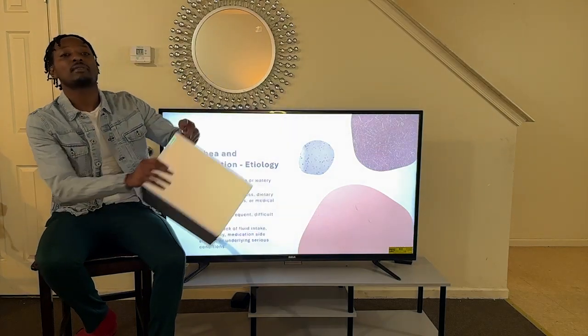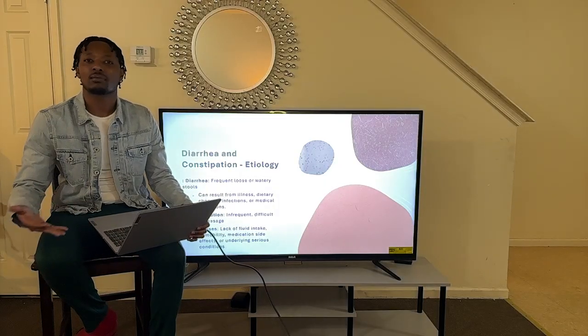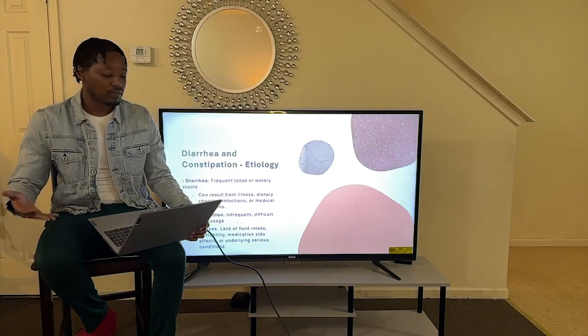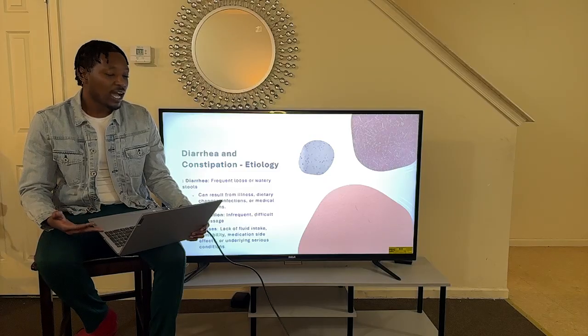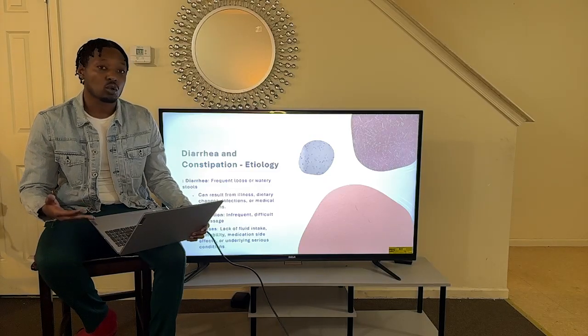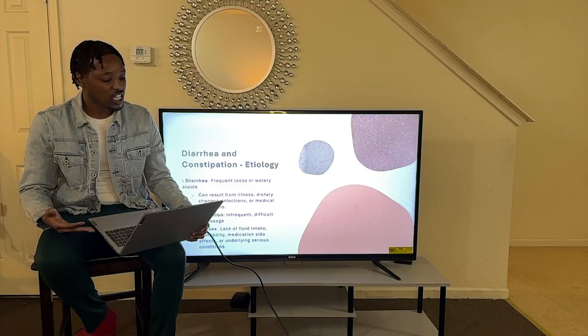The first topic we'll be talking about, well, I wouldn't say disease, it's more of a symptom or a syndrome or just something that may be going on with the body. This is diarrhea and constipation. Diarrhea, as I'm sure we all know, is a frequent loose or watery stool. It can result from an illness, dietary changes, infections, or medical conditions.